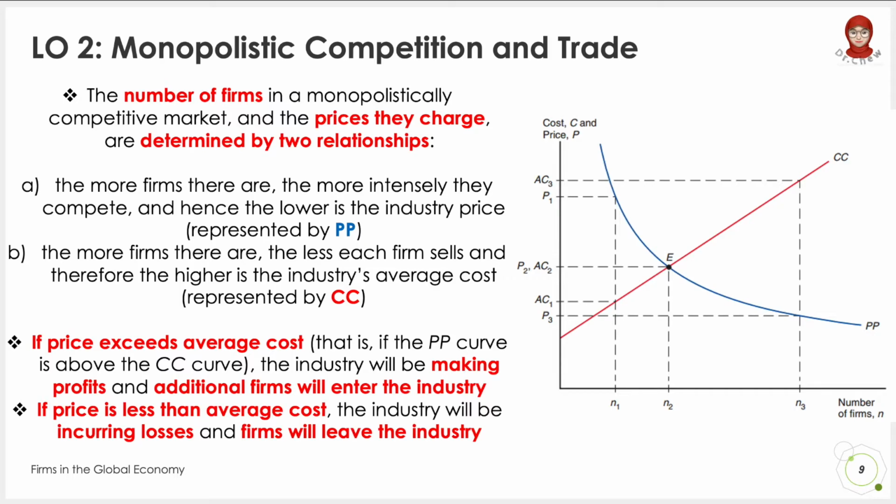So, if the price exceeds average cost, that is, if the PP curve is above the CC curve, the industry will be making profits and additional firms will enter the industry. Whereas, if the price is less than average cost, the industry will be incurring losses and firms therefore will leave the industry.